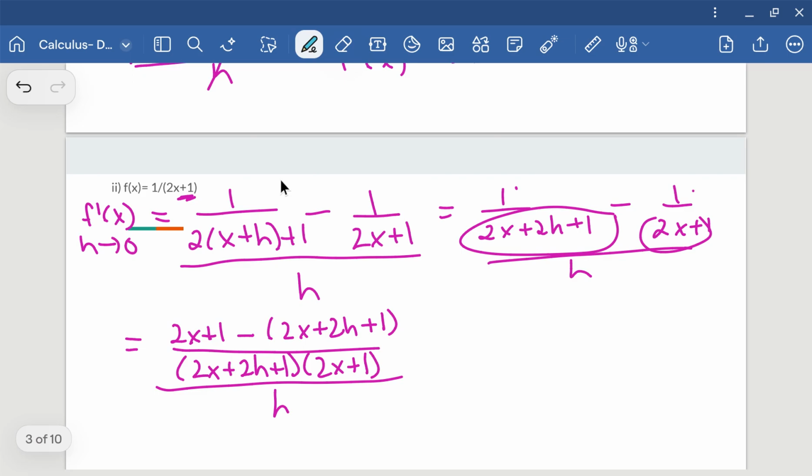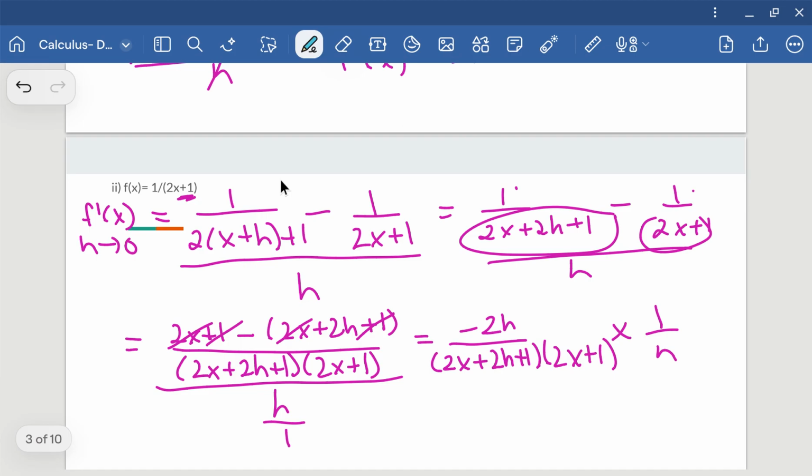So then we can simplify the numerator a little further. The 2x's would cancel, the 1's would cancel, and then we'd have negative h, negative 2h in the numerator, and then still all of that in the denominator, 2x plus 2h plus 1 times 2x plus 1. And then if I'm dividing by h, it would be like h over 1. So I can now multiply by my reciprocal, and I can see my h canceling. And now I could also plug in my limit when h is 0, and that term would go away. And all of this would end up simplifying to negative 2 over 2x plus 1 squared.